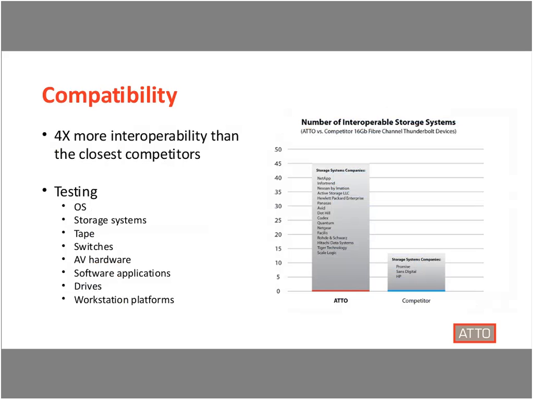Greater compatibility and interoperability translates into more connectivity options and simpler deployments for workflow integration. ATTO Thunderbolt devices consistently are tested with a wide variety of categories, including storage systems and switches. This allows integrators more options for tested compatibility and peace of mind that components will all work seamlessly.